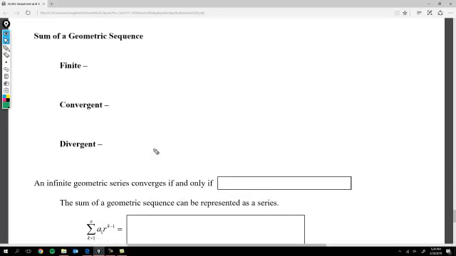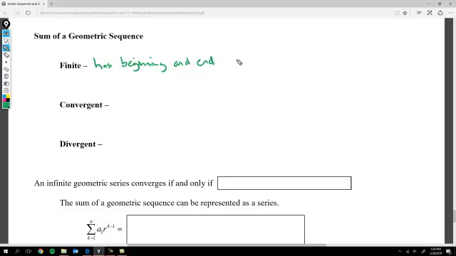Okay, so let's talk about finding the sum of a geometric sequence, and we're going to use this a lot next year when we get to sequences and series, but for now, we'll just go over some vocabulary. So the term finite just implies that my sequence or my series will have a beginning and an end. If you have a sequence that doesn't have an end, meaning it goes on forever, it's not finite, it's infinite.